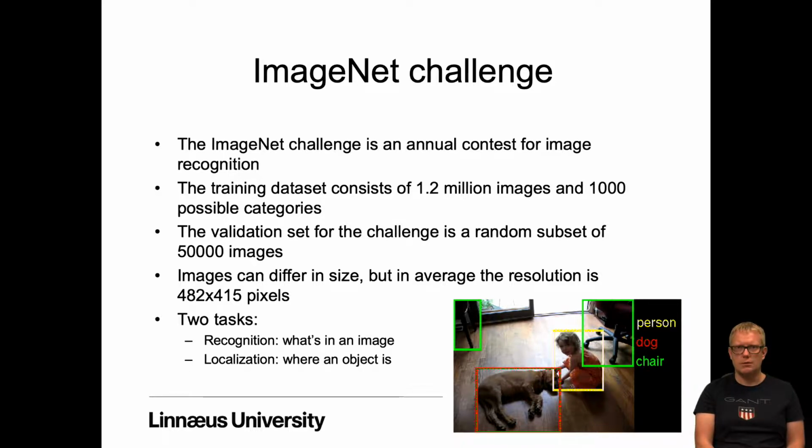And there are two machine learning tasks here. Recognition: what's in an image? Is it a cat? Is it a dog? Etc. And image localization: where an object is in the picture, as can be seen in the picture in the lower right corner. So it has detected a person, a dog, and a chair, and also where in the picture these objects are.